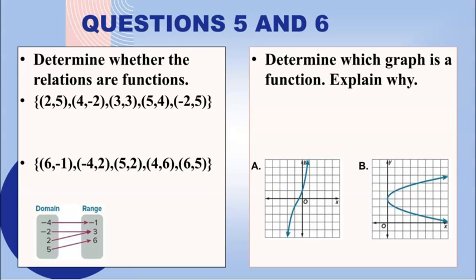Question 5. Determine whether the relations are functions. Now, for a relation to be a function, when you're given ordered pairs, the x's cannot repeat. So if I look at my x's, I have a 2, a 4, a 3, a 5, and a -2. None of it repeats. So this is a function. That means we have one x value matched up with exactly one y value.